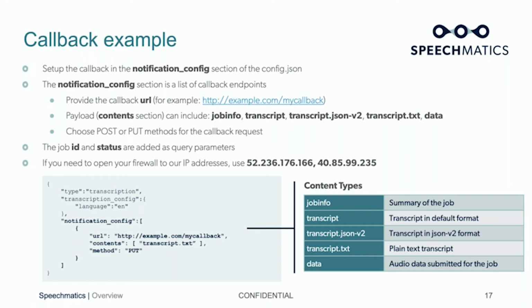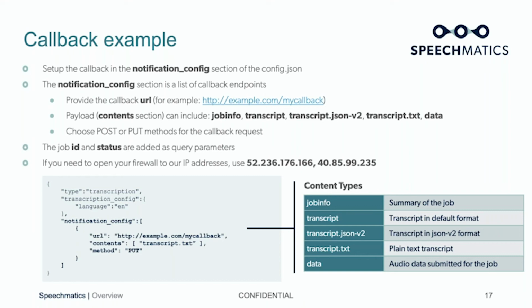In addition to the information in the payload, we'll also encode the job ID and the status as query parameters in the request. And finally, we would recommend that you apply a whitelist to your callback service to protect it. If you do, you should allow these two IP addresses to access your callback service. These are the Speechmatics SaaS egress IP addresses that you'll see requests coming from.